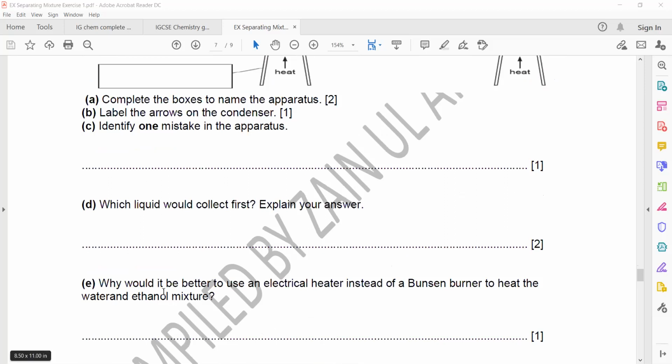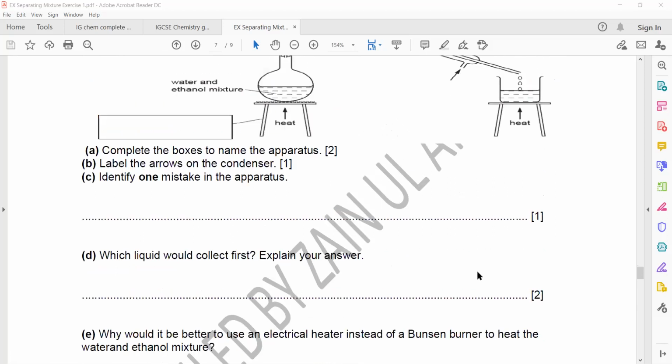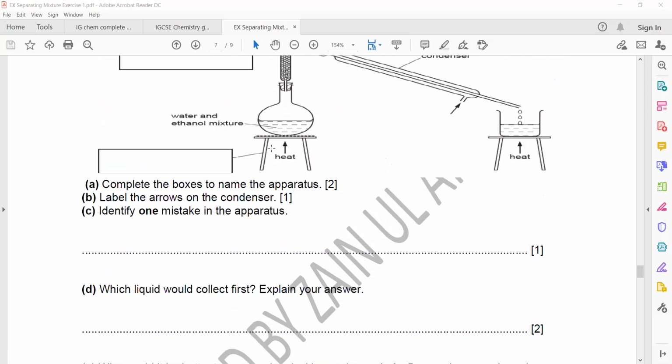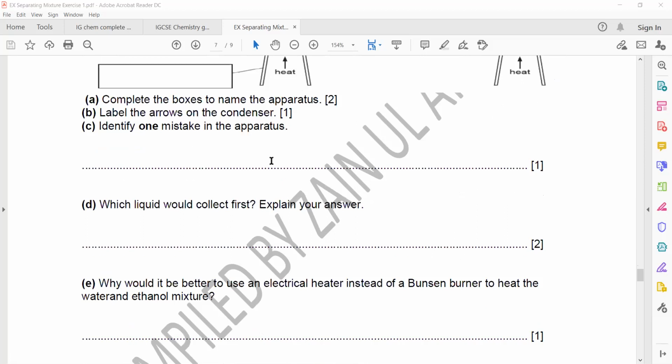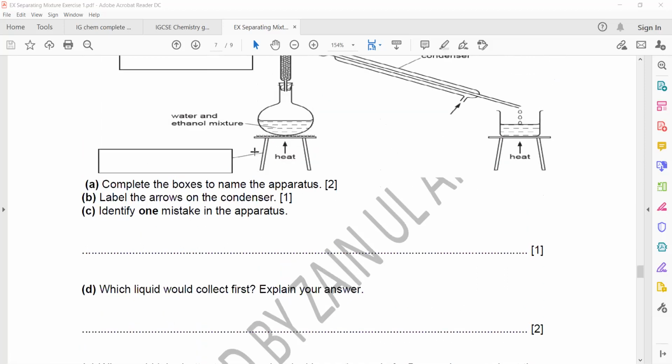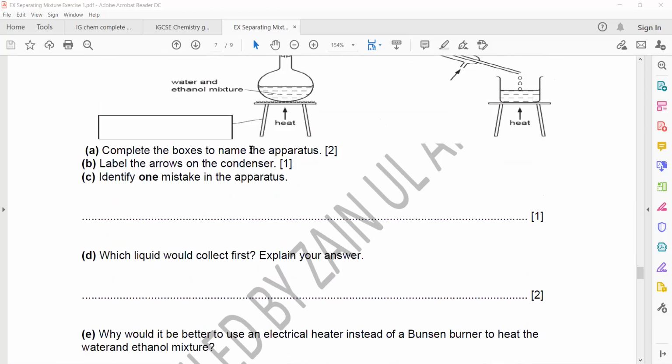Why would it be better to use an electrical heater instead of a Bunsen burner to heat a water and ethanol mixture? Here we are using a Bunsen burner. Why is an electrical heater more suitable? We can know the heat supplied, yes, but there is also one safety precaution. Ethanol is a flammable liquid. Alcohol can catch fire, and a burner is an exposed flame.